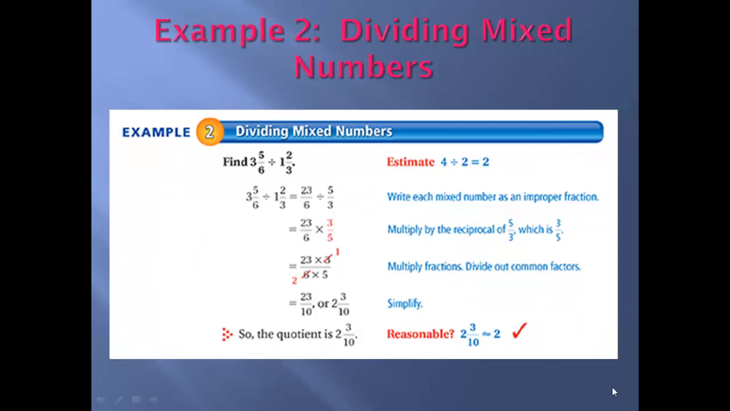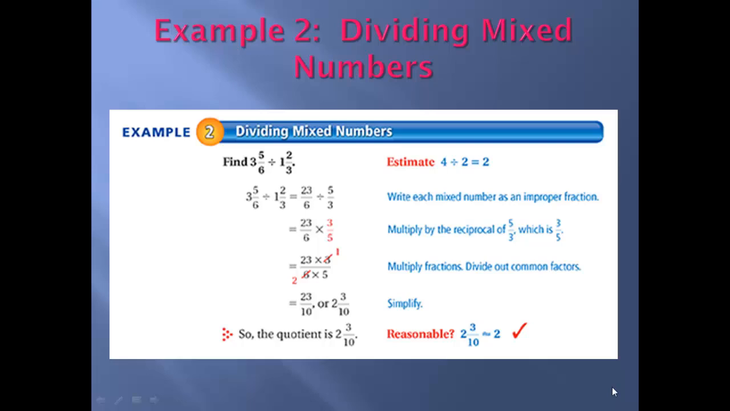Now for our second example, we're dividing mixed numbers. We want to find 3 and 5/6 divided by 1 2/3. If we estimate, we can say this is about 4 divided by 2, which will be 2. Our first step is to make both of them into improper fractions. 3 and 5/6 would be 23/6, and 1 2/3 would be 5/3.